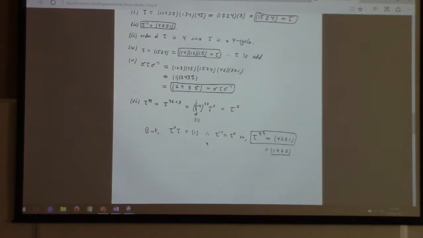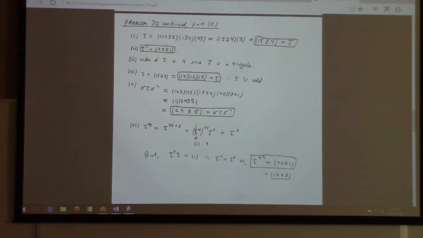Conjugation shouldn't change the numbers in the cycle. It should just permute them. Scramble them, yeah. Because, well, if you take a hard look at the thing we were doing last class with the group action, anyway, maybe tomorrow it'll come up.